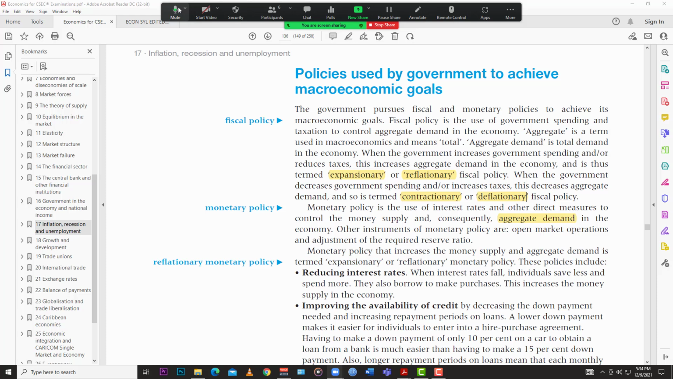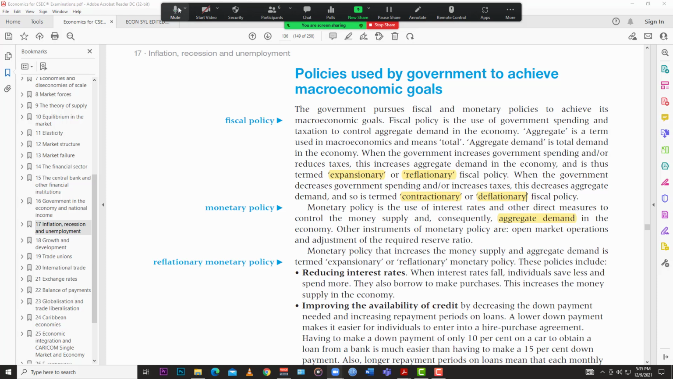So it's the manipulation of the interest rates to try to influence the money supply to achieve certain broad economic objectives. Monetary policy is the use of interest rates and other direct measures to control the money supply and consequently aggregate demand in the economy. Other instruments of monetary policy are open market operations and adjustments of the required reserve ratio, all of which we have touched on already when we looked at the central bank controlling the money supply. So we don't have to rehash that.